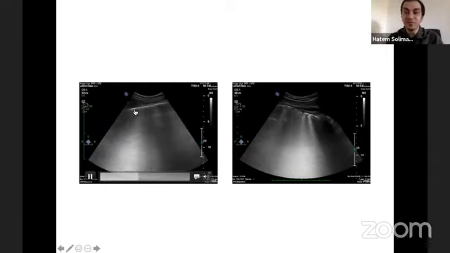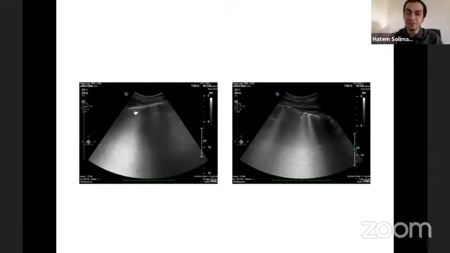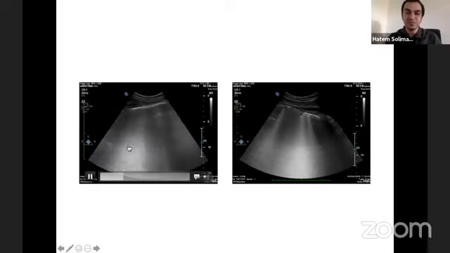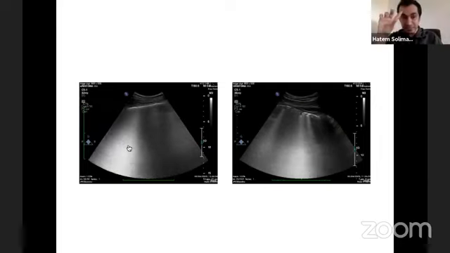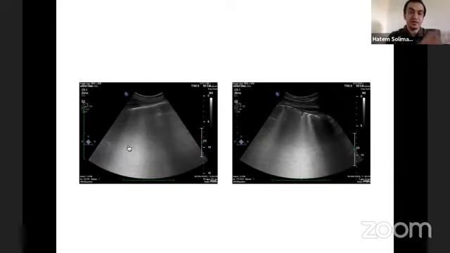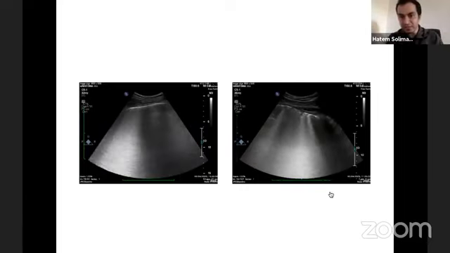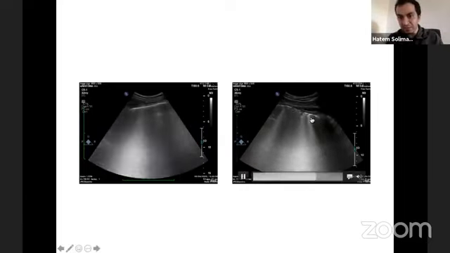Why am I saying moderate loss of aeration? Because when you have complete loss of aeration, you will not see B lines, you will see consolidation, which is the transformation of the air into tissue instead of fluid. So you have the air, you have the fluid, you have the tissue. A pattern, B pattern, and C pattern. Air, A lines; fluid, B lines; C pattern is consolidation. And here you can see the irregularity and thickening of the pleural line.